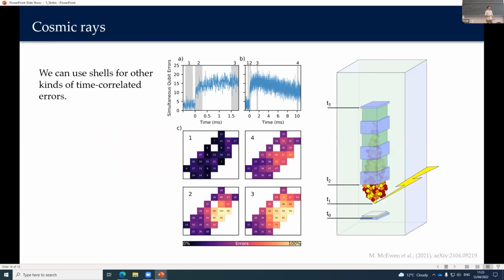Also, I have good reasons to believe this scheme is applicable to other time-correlated errors, such as cosmic rays. These manifest very similarly to these fabrication defects, where for some time the lattice experiences a lot of noise, or there's almost a hole in some region. So we can enclose them in the shell formalism for a while and then stop it. That's something that some people are already investigating.